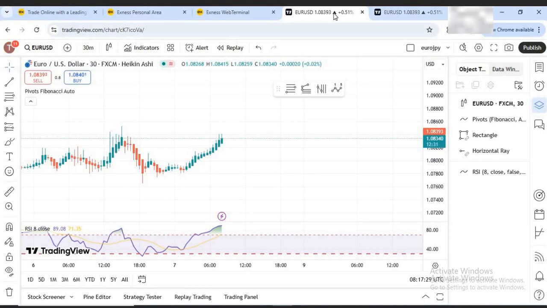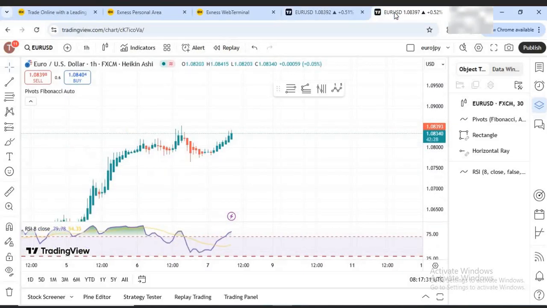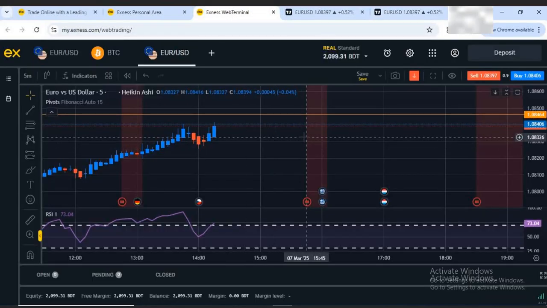First I will analyze the bigger time frame to determine whether I should place a buy order or a sell order. Okay, my analysis has completed. I have decided to place a buy order today.